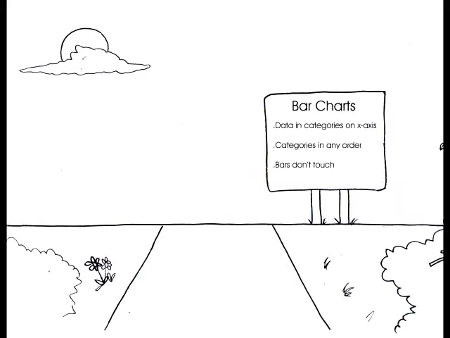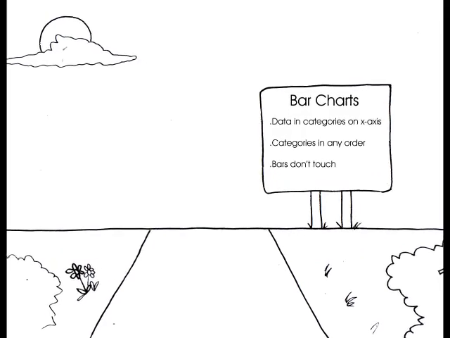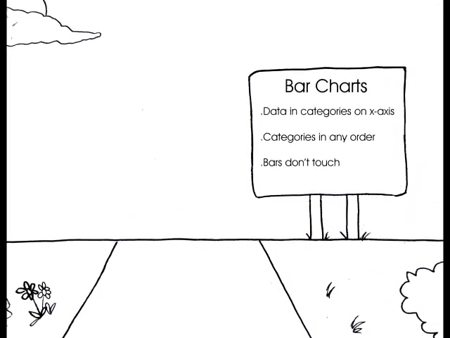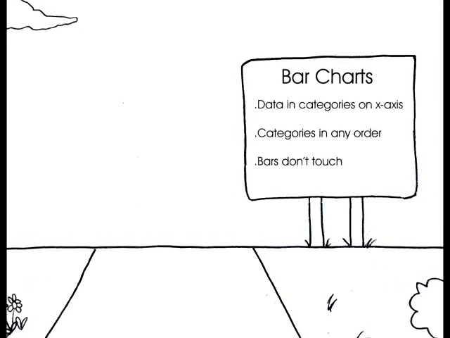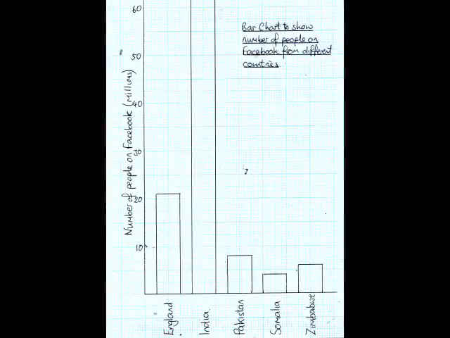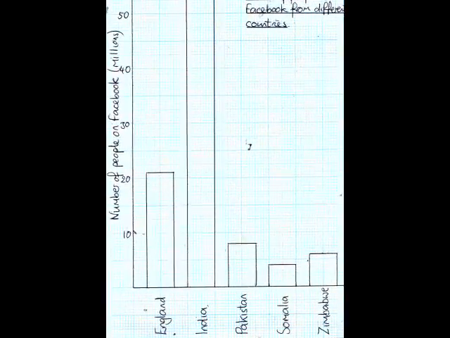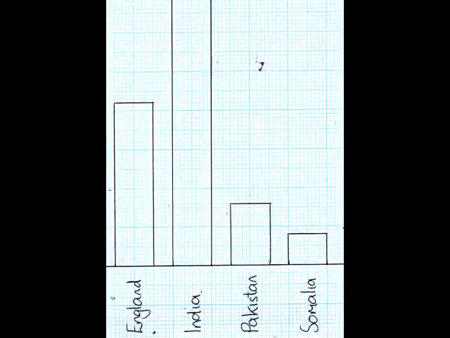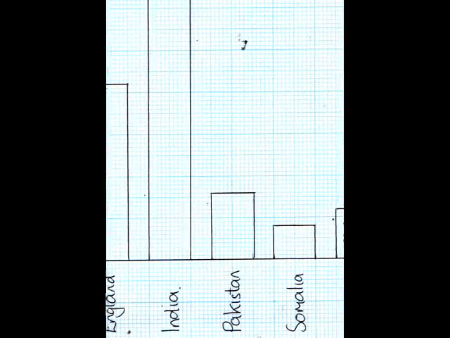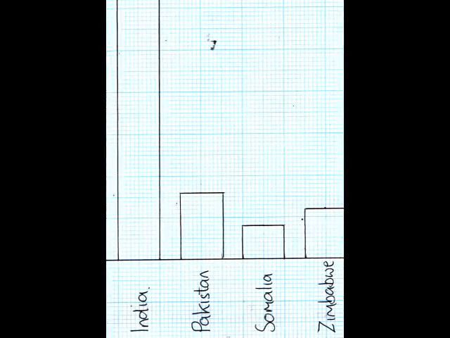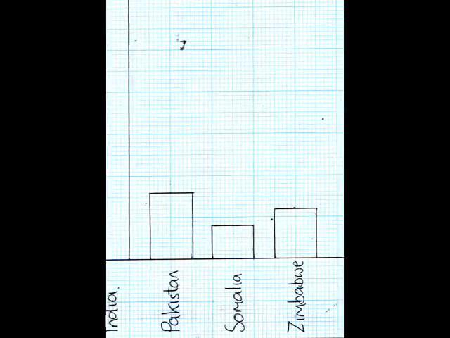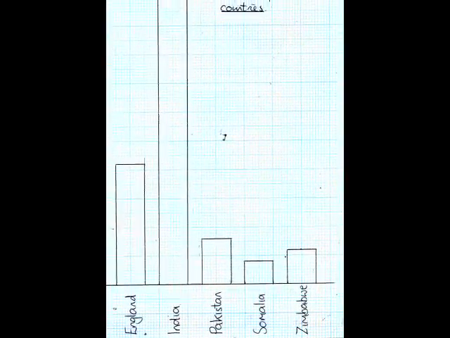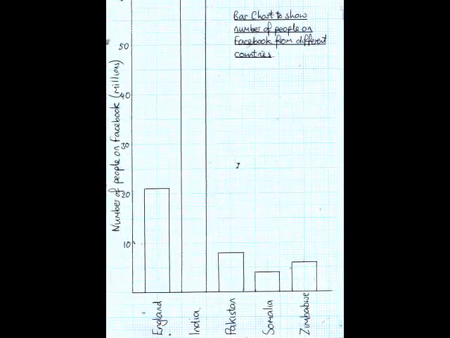Use a bar chart when your data is arranged into categories. You'll often be able to use a word to describe the categories. For example, you might be looking at the number of people on Facebook from different countries. The categories would be the countries: England, India, Pakistan, Somalia, Zimbabwe. You can put the categories in any order, and the bars must not touch.